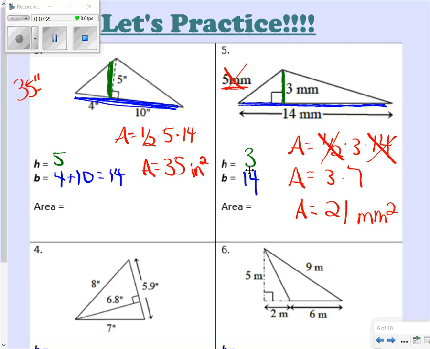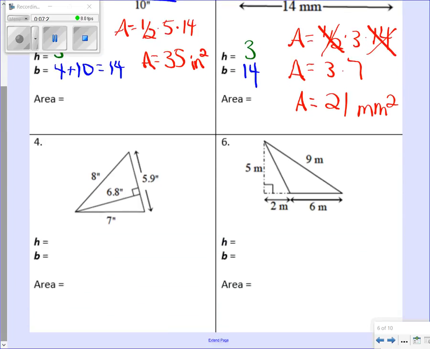All right, now we're going to get a little bit trickier as we go through. Take a look at this problem. Again, recommendation, trace your base and trace your height. Wherever you see that right angle, those are the numbers you use. Any other numbers, you don't have to use them. So let's take a look. Our height is going to be 6.8. Our base is going to be 5.9. And to find area, we just set up our formula.